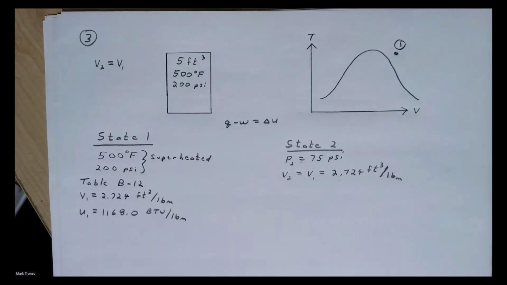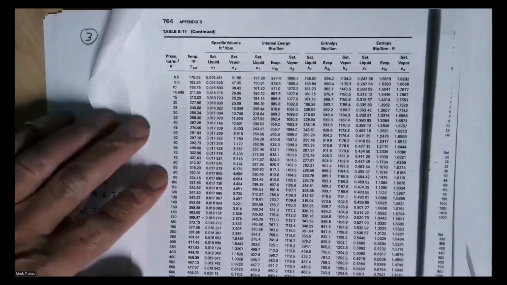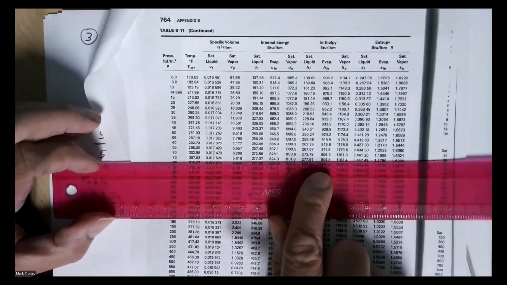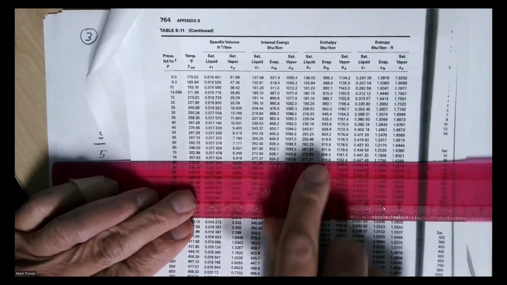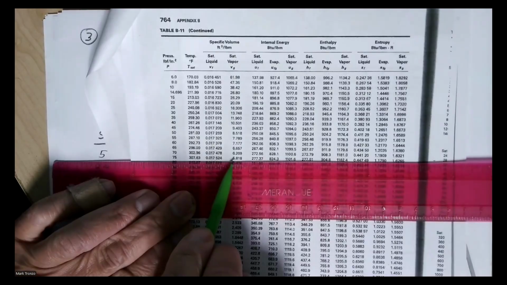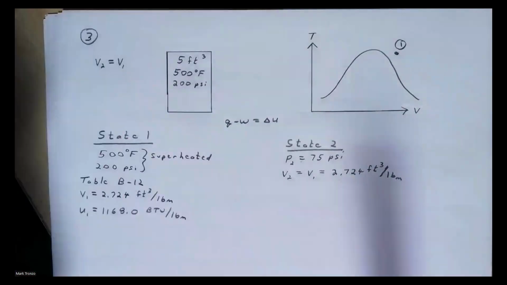75 psi. Again, in my book, it's in table B11 and 75 psi. And this shows the volume. The VF is 0.017 and VG is 5.818. So our volume falls in between there. So we must have a saturated mixture.